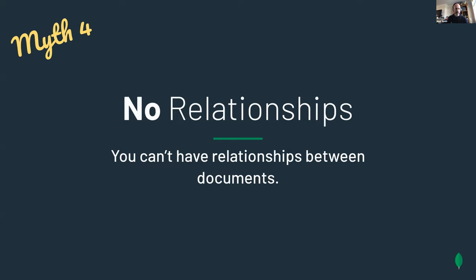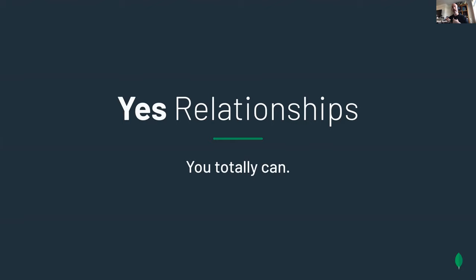The other thing people will say, myth number four, is that we don't have relationships. So although we do tend to contrast ourselves with relational databases, we do have relationships. You can have documents that relate to other documents. Now that we have transactions, you can update them atomically as well. There's just nothing stopping you from doing this. You use a type of query called an aggregation query.